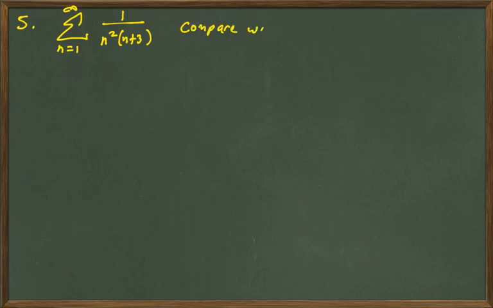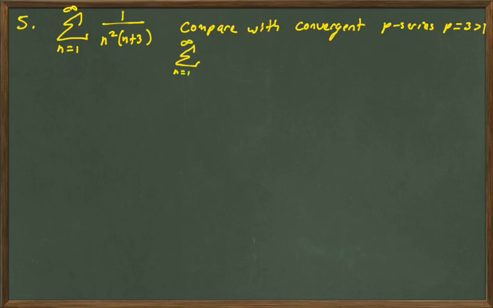So you want to compare it with a degree 3 p-series. So we're going to compare with a convergent p-series with p equal to 3, which is greater than 1, so that's our condition for a convergent p-series. So the sum n equals 1 to infinity of 1 over n cubed is a convergent p-series. Now we're going to do the limit comparison test.